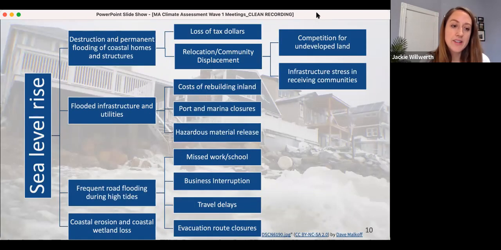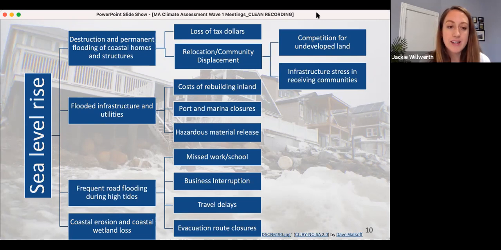The final hazard that we will talk about today is sea level rise. Again, we see the destruction and permanent flooding of coastal homes and structures, which can lead to a host of problems, including loss of tax dollars for communities who rely on the taxable property value on the coastal region.